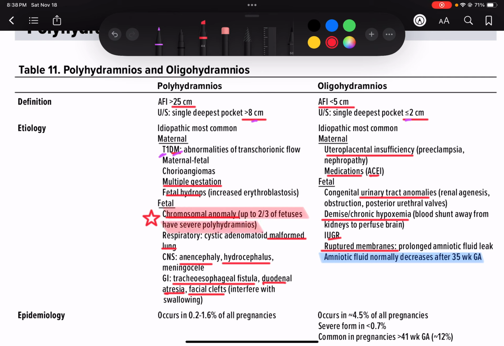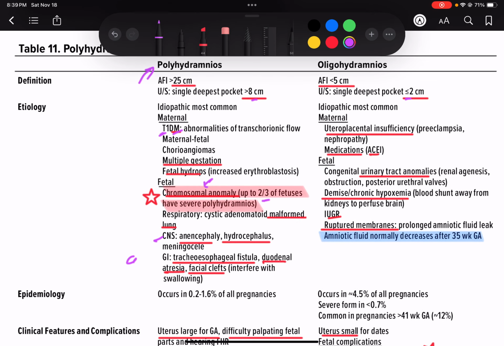So if by the maternal serum screening we get that the baby has some chromosomal anomaly, we should be expecting polyhydramnios with that too, because 2/3 of fetuses do have it. And then malformed lung, anencephaly, hydrocephalus. So any problems with the swallowing, so anencephaly, of course, the prognosis is pretty low, but situations like tracheoesophageal fistula or duodenal atresia, facial clefts, swallowing is being interfered, then the fluid would be just around there, and it would just keep on increasing. So polyhydramnios.